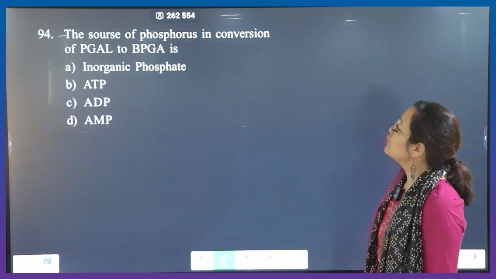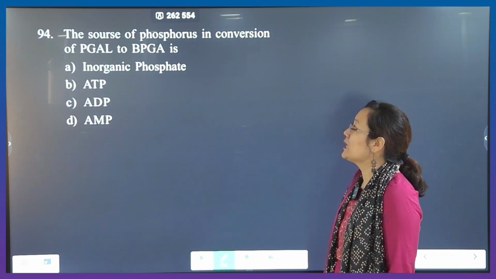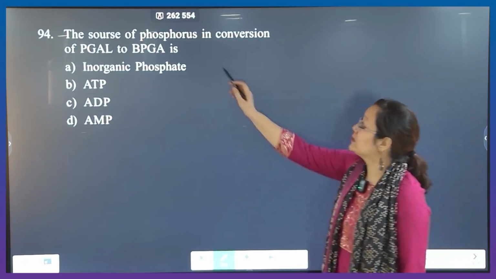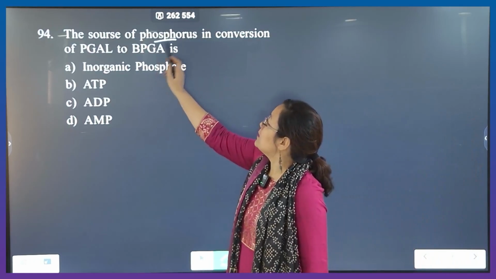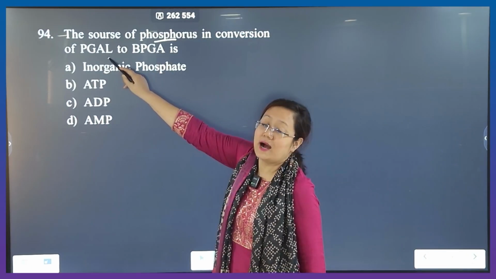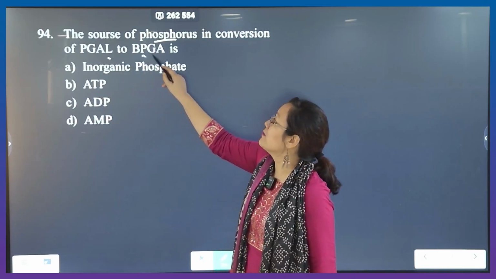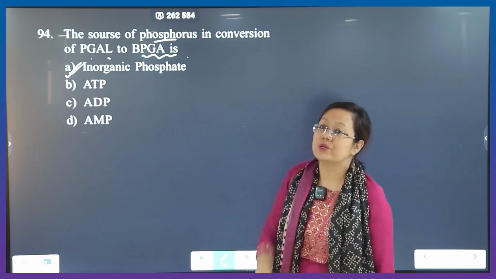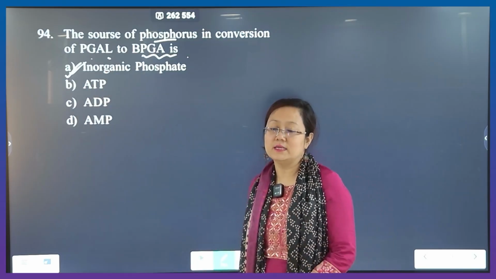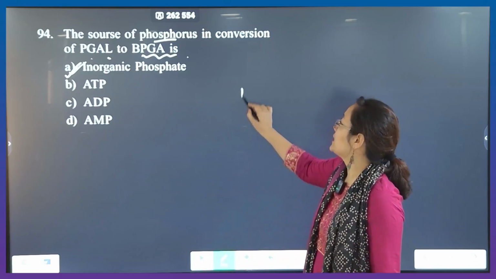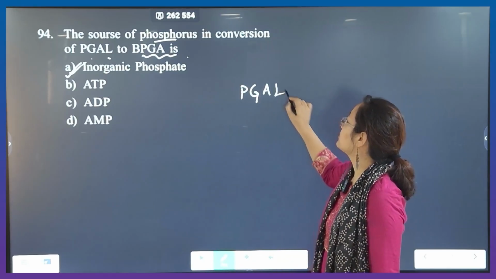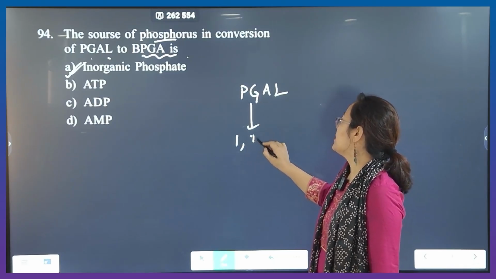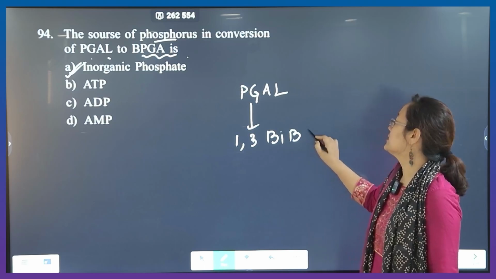Next, the source of phosphorus in conversion of PGAL to 1,3-bisphosphoglyceric acid is. From where does this phosphorus come in the conversion of phosphoglyceraldehyde, which is a triose phosphate, to 1,3-bisphosphoglyceric acid? That will be from inorganic phosphate. This is not given in the pathway properly in NCERT, but it is given in the written part. Like in the glycolysis pathway, from the PGAL, it will convert to form 1,3-bisphosphoglyceric acid.